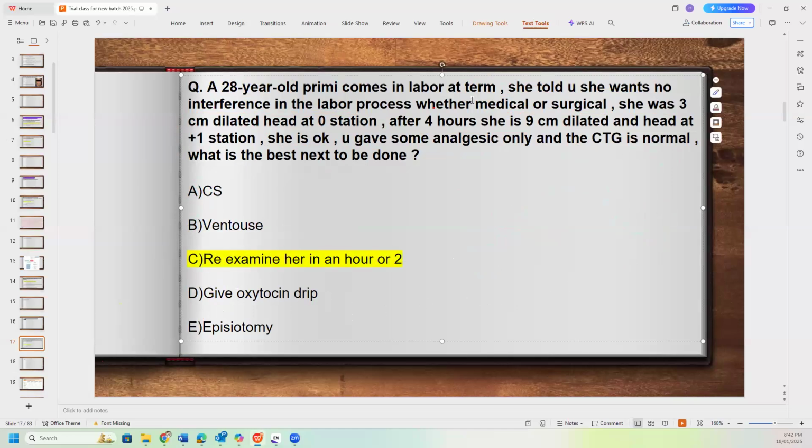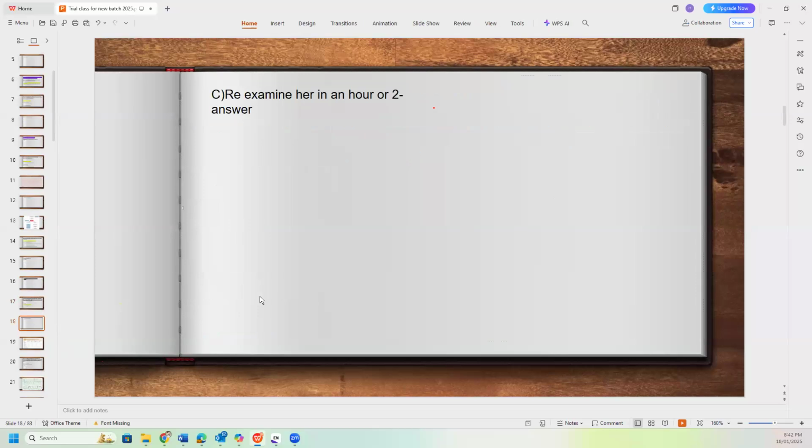Give oxytocin drip? She has made her wish quite clear. She doesn't want medical or surgical intervention. If she is progressing normally, then we will respect her wishes and we will try to make sure that the labor progresses as normally as possible without any detrimental effect to the fetus and the mother as well. Is it clear? Any question, anybody? All right. So the answer is re-examine.